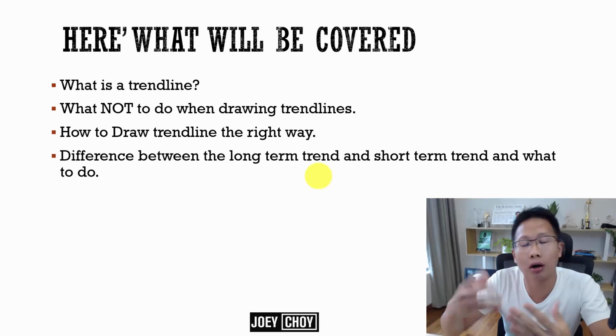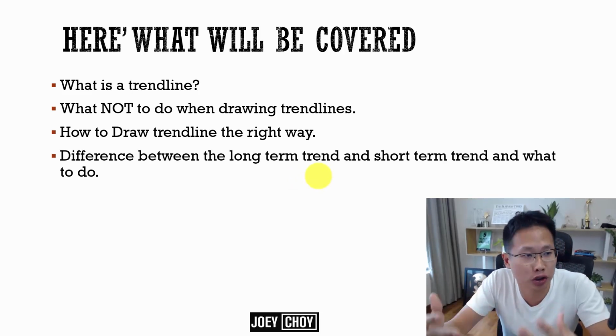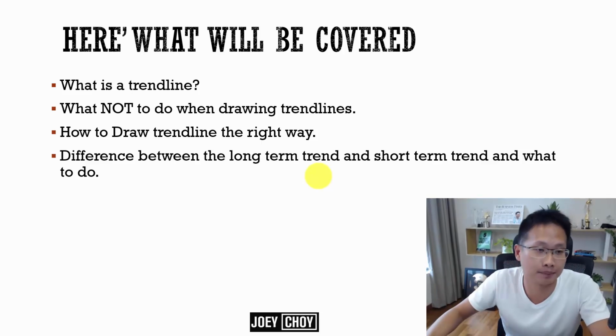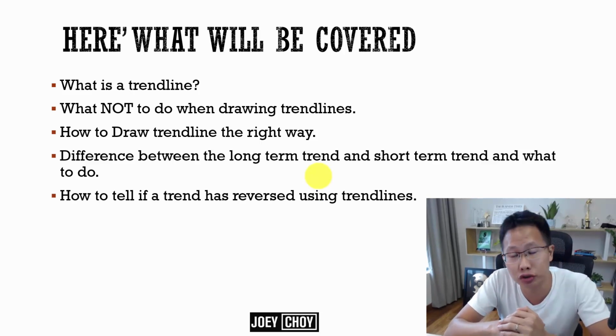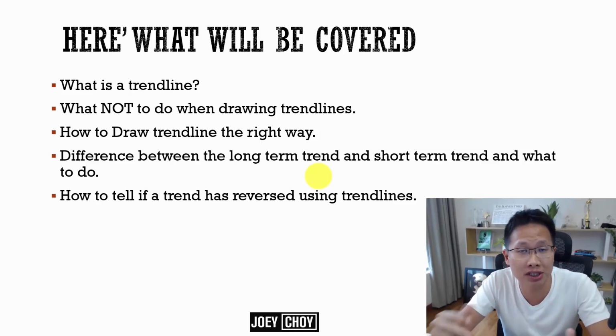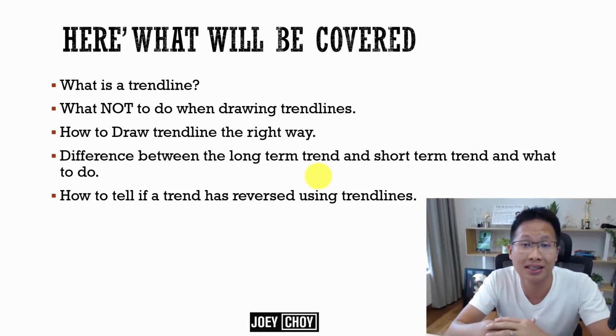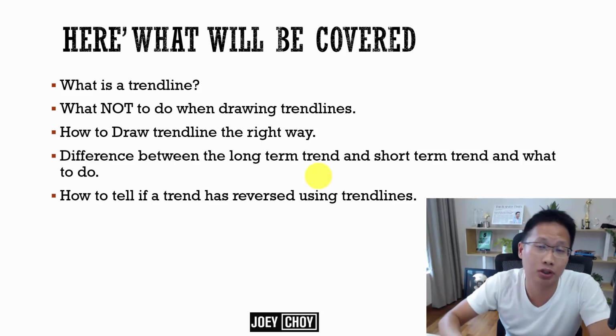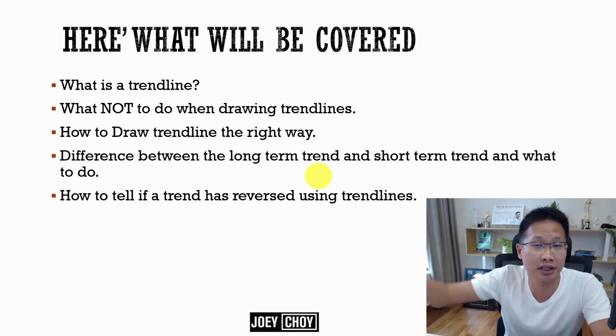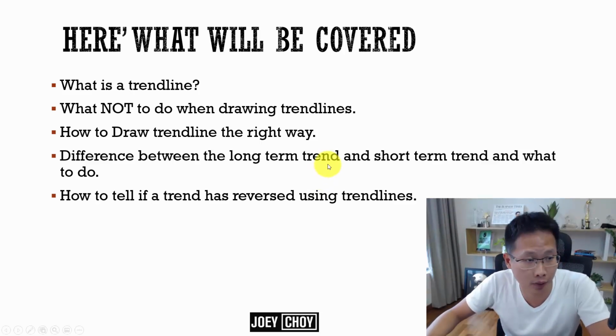And the difference between the long-term trend and also the short-term trend, what to do for each of them. And how do you tell if a trend has reversed using trendlines? I think this is a very powerful tool, and if you do see a breakdown in terms of the trend line, it could potentially lead to a reversal. If you're holding on to a stock and it breaks down, that's where you want to think about getting out as well. If you're shorting it and it breaks up through the trend line, that's where you can start to position for the upside, or to catch the upside reversal. All right, we'll try to cover that as well.